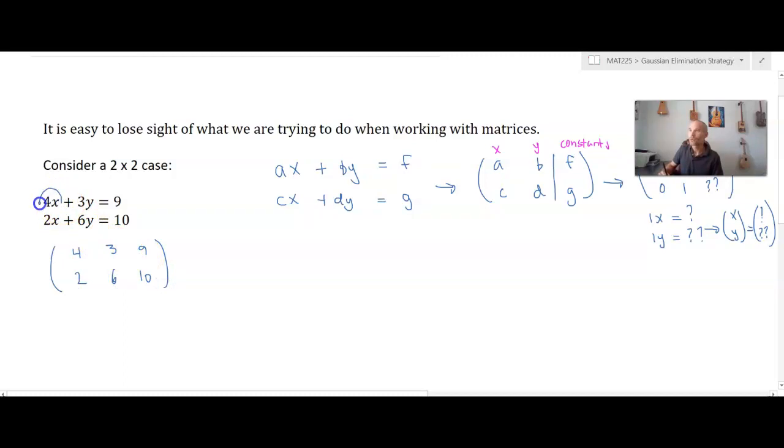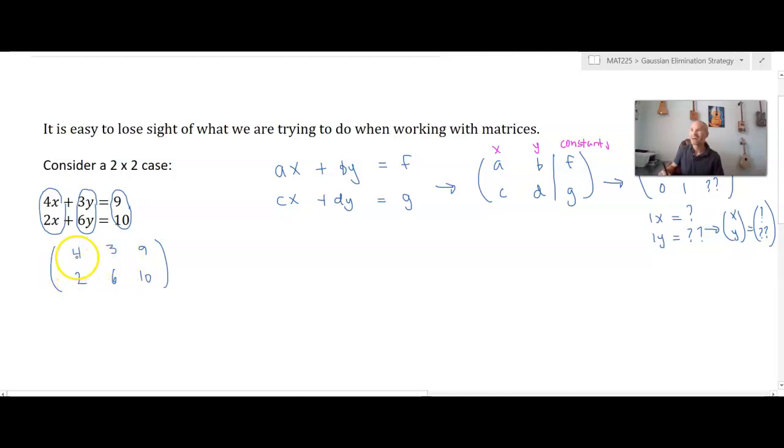We see that the x coefficients are 4 and 2, therefore that's going to be our first column. Our y coefficients are 3 and 6, that's our second column. And then the constants, 9 and 10, are our third column. The first thing I'm going to do here is, because my first task is to eliminate the leftmost coefficient in the second row, I want the second equation to eliminate the x.